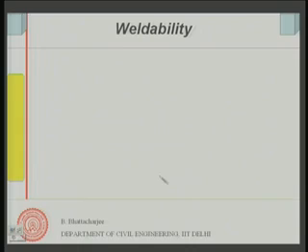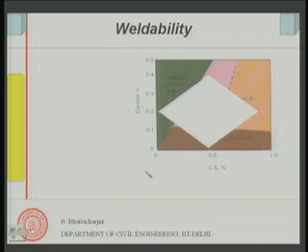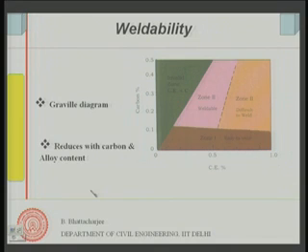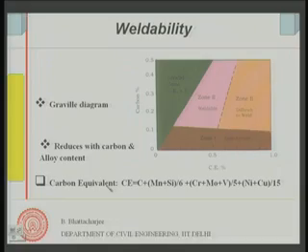One issue is weldability, which is one of the major properties, and we can find it out through what is known as Graville's diagram, and this looks like this. Now, this reduces with carbon and alloy element. I will explain this diagram a little bit later, but let me just look at this.